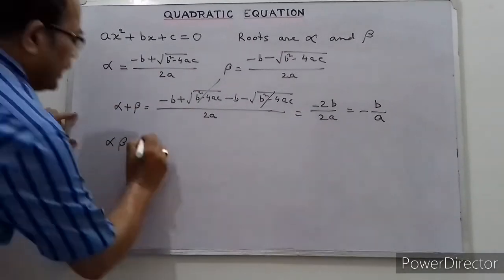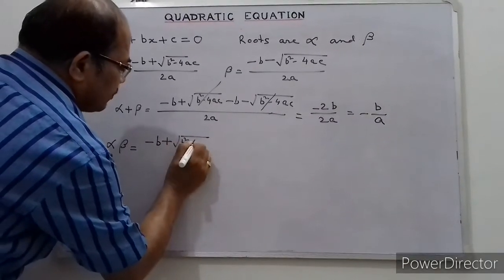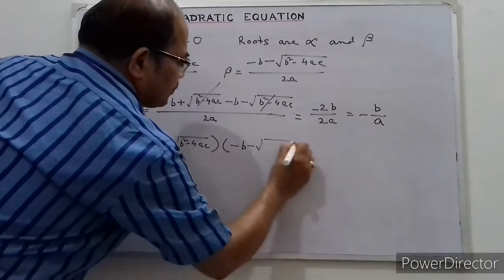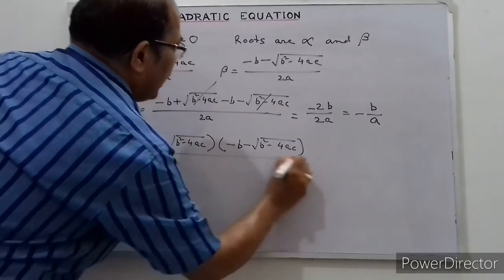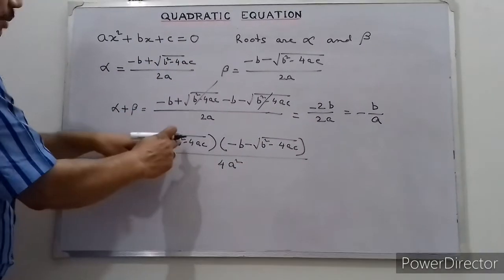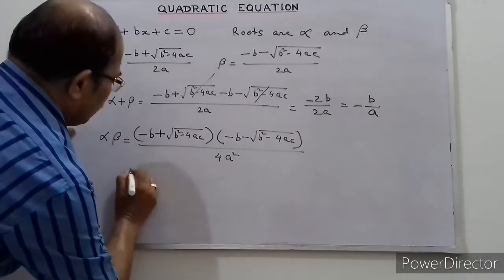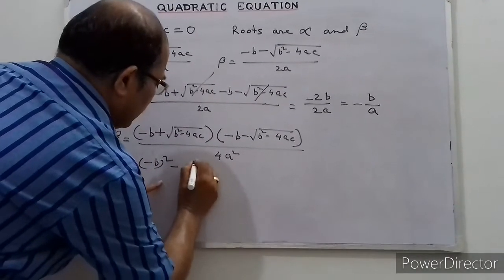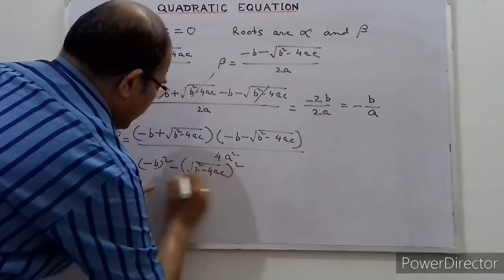Alpha into beta equals minus b plus root b square minus 4ac, into minus b minus root b square minus 4ac, divided by 2a into 2a, which means 4a square. This is minus b plus something and this is minus b minus something, so we can write it as minus b whole square minus the whole square of root b square minus 4ac.